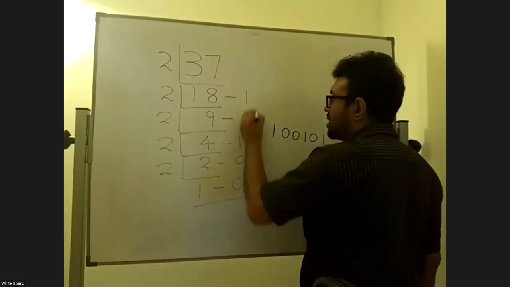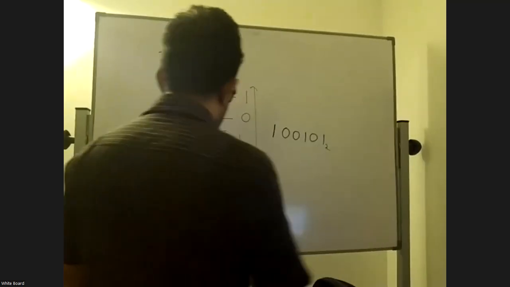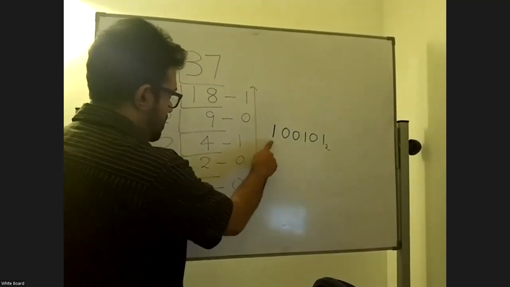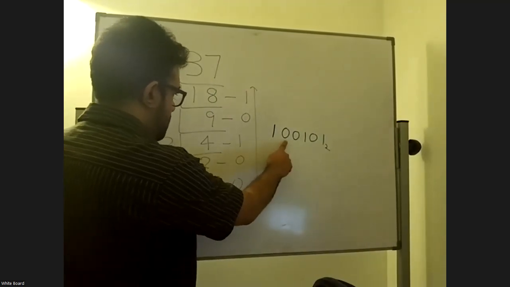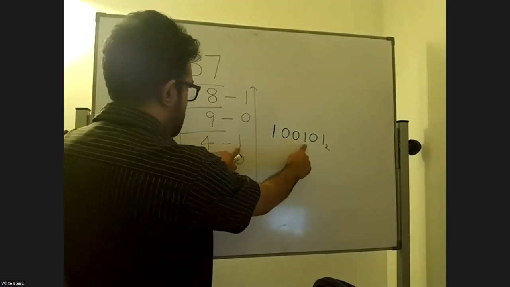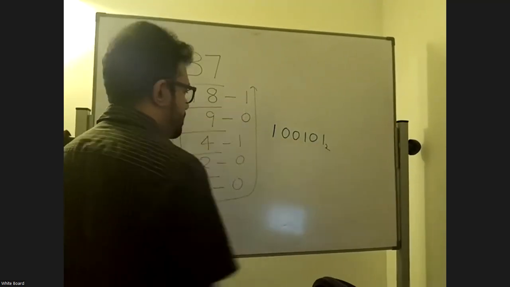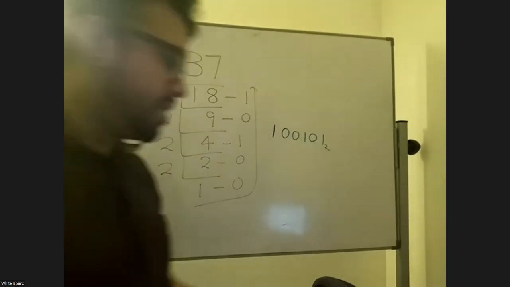So let's leave this so we can see 1, 0, 0, 1, 0, 1. So very good. So we have done it. Okay, good.